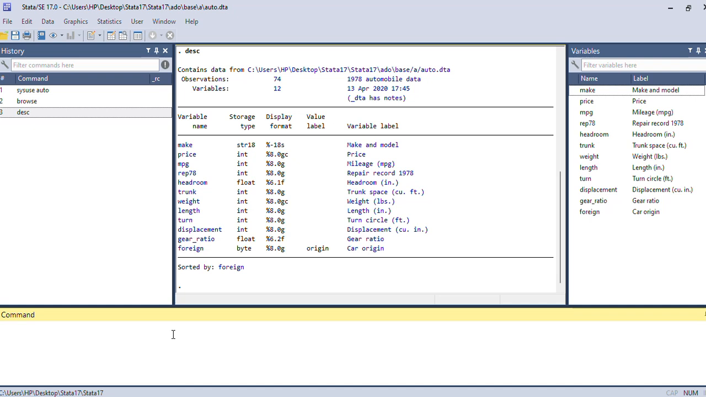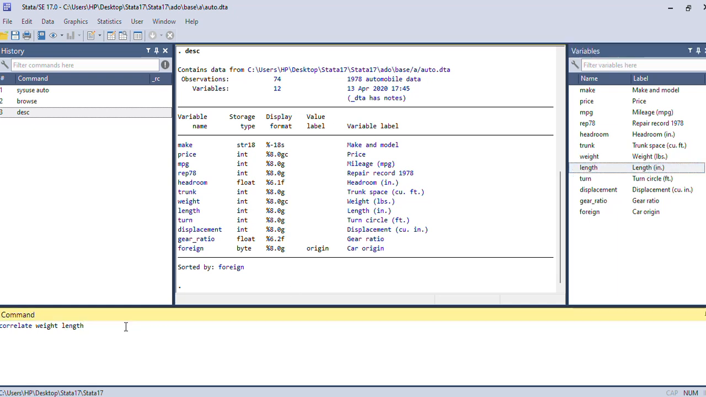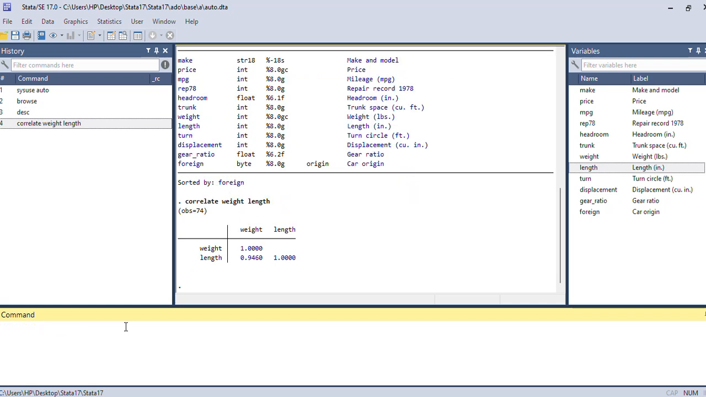So we want to investigate whether there is correlation between the weight of a car and the length of the body of the car. We want to investigate whether there's a linear relationship, a linear correlation. So to call for this correlation, we type correlate, then one of the variables, which is a dependent variable, and the one which we think is an independent variable. So we have got two variables. We're going to see the correlation between them.